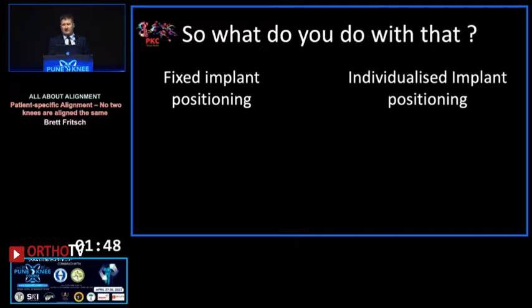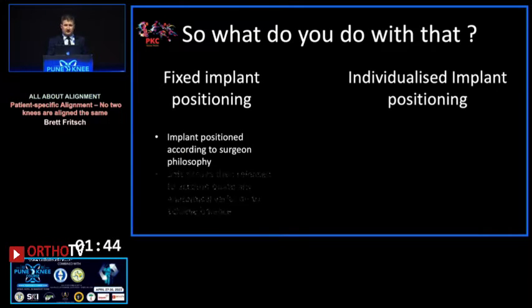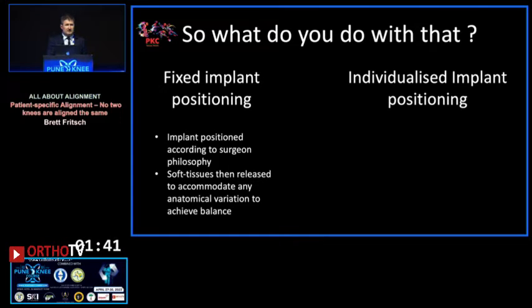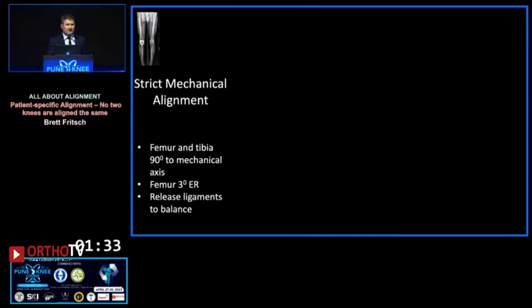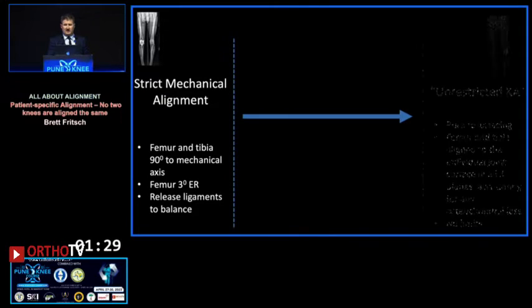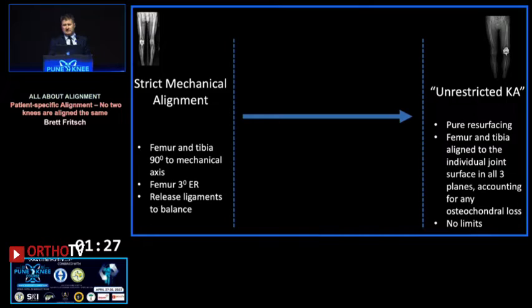So we've got 2 ends of a spectrum here. Fixed implant positioning, where the implant's positioned due to the surgeon philosophy and the soft tissues are released to accommodate that position. Or you can prioritize restoration of the alignment and native soft tissues and accept some off-axis implants. So you've got strict mechanical alignment, 90-90 with 3 degrees of rotation at one end, and you've got pure unrestricted resurfacing, where you're trying to reproduce the cut plane in all 3 planes with no limits. Then you've got a spectrum in between.